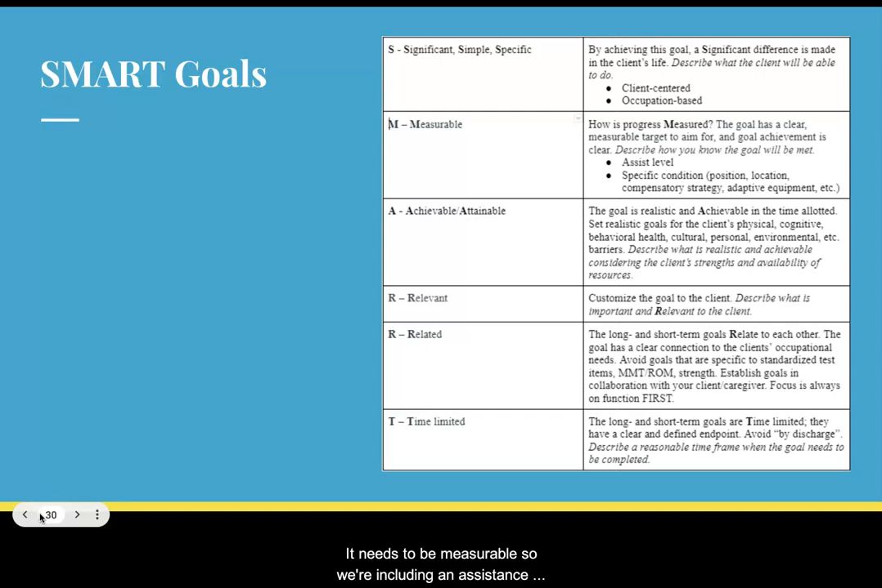It needs to be measurable. So we're including an assistance level, we're including position, we're including any sort of strategies that they need to complete this task, any sort of adaptive or assistive equipment or DME. It needs to be achievable. We're not writing a goal for going from max assist to independent within 1 week or 3 sessions. That is not realistic. It's not achievable.